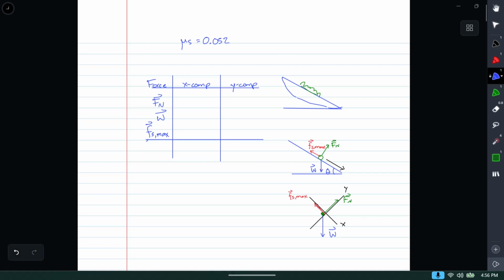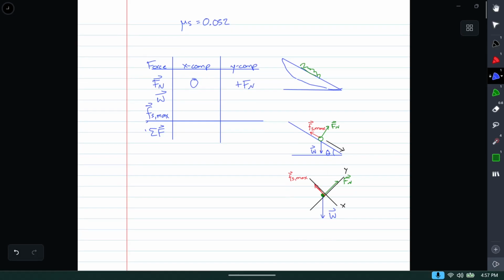But I'm going to use those to find my net force. All right, so normal force has no x component with the axes I've drawn. It points in the positive y direction. Weight I'll come back to so I can label its components, but then static friction, it is, let's see, 0 in the y and then negative in the x direction using the axes I chose.